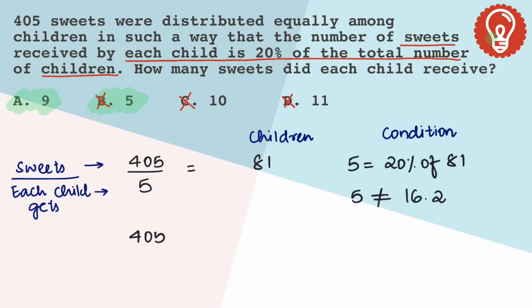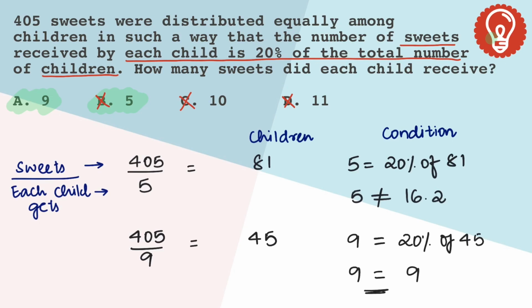Let's check with option A as well. Each child gets 9 sweets, so 45 children are there. Now let's check the condition. Each child gets 9 should be equal to 20% of total number of children, which are 45 in this case. 9 is equal to 9 here, satisfying the condition in the question. Therefore, option A is the correct answer. And that's how you validate if there are two choices which can divide 405.